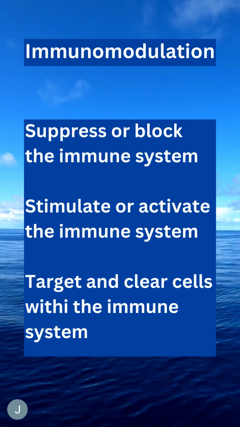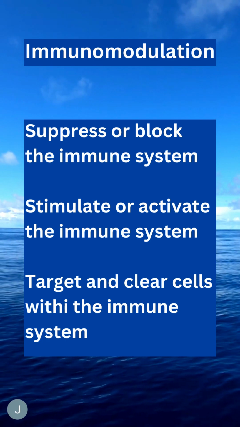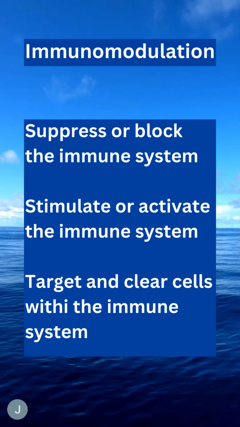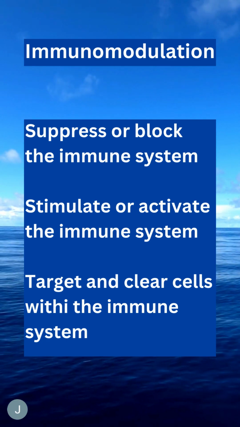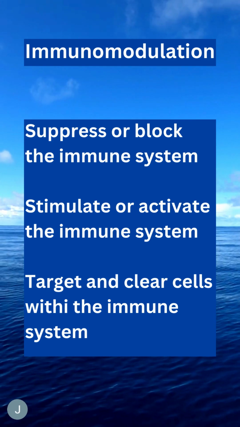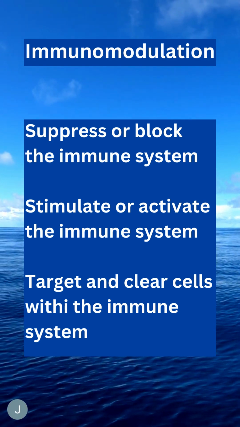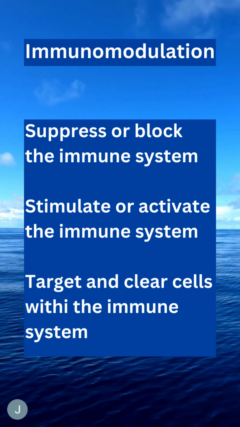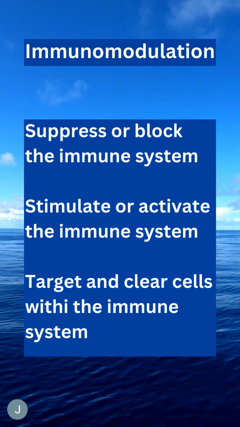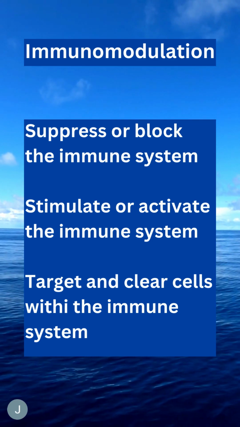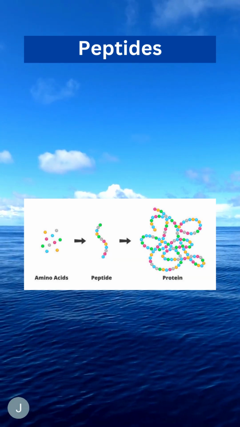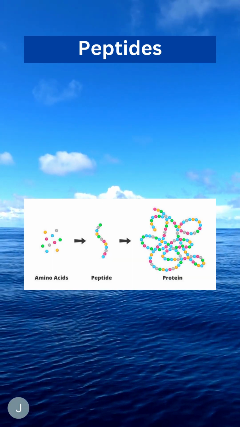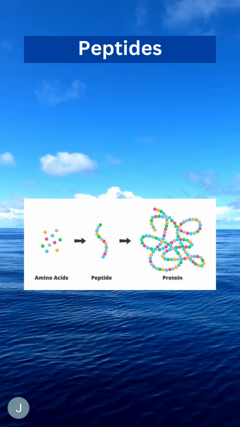There are also agents that target and remove specific unwanted cellular subtypes within the immune system. This would be applicable in autoimmune diseases and cancer. These agents can be small organic molecules, antibodies, or peptides. Which brings us to peptides, which are natural components found in a variety of plants, meat, and fish.